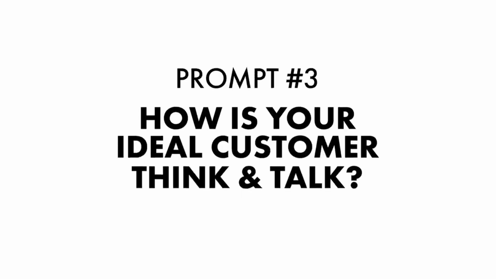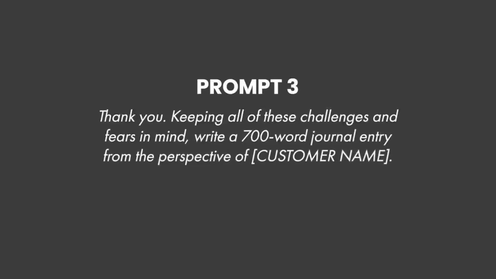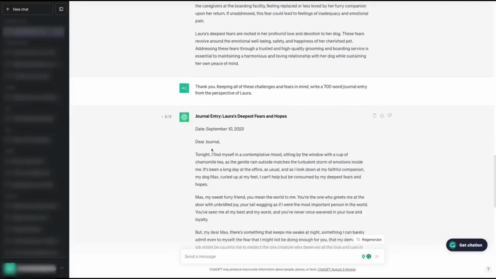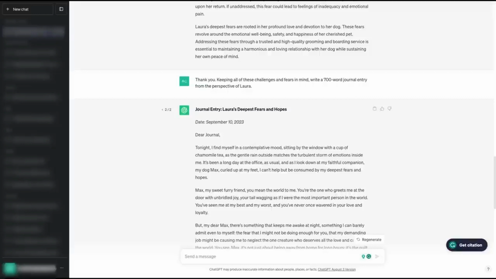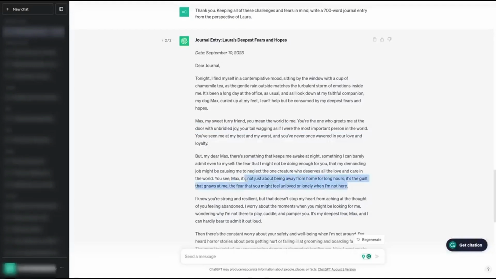So let's talk about the third prompt, which we're going to use to find out the kind of words that your ideal customer or your customer avatar uses. You need to know the kind of words they use, because if you know the kind of words they use, you can communicate to them in a very clear way. And when you use the language that your ideal customer or your customer avatar uses to communicate to them on your website, in your social media posts, it's very easy for them to believe you and buy your product.